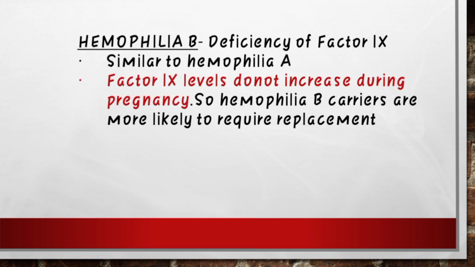The next one is hemophilia B, which is caused due to the deficiency of factor 9. It is similar to hemophilia A, and factor 9 levels do not increase during pregnancy. So hemophilia B carriers are more likely to require replacement. At the beginning of the lecture, we saw that factor 8 increases during pregnancy, but factor 9 remains the same. So there is an increased chance of needing replacement, and an increased probability that the woman's condition can worsen during pregnancy. So there should be a need for replacement of factor 9. Similar to hemophilia A, we give recombinant factor 9 in this case, and desmopressin can also be used.